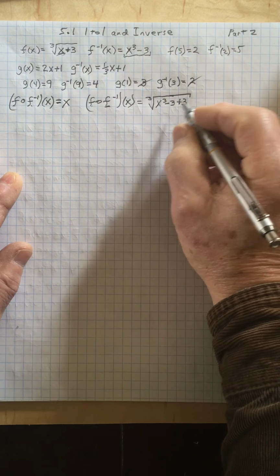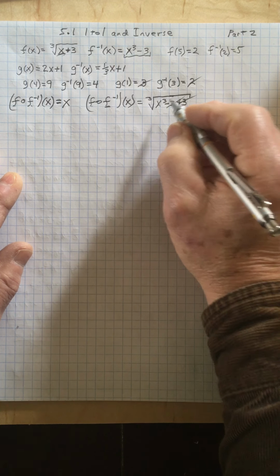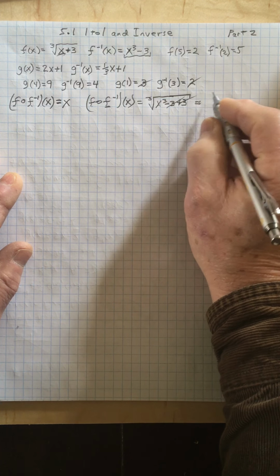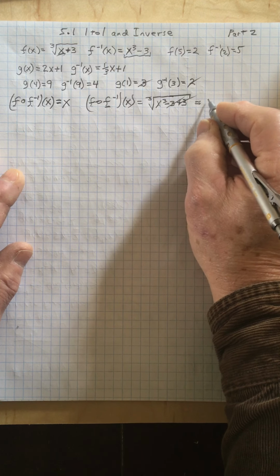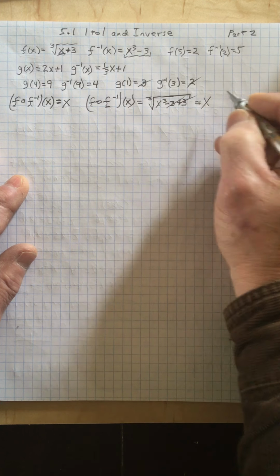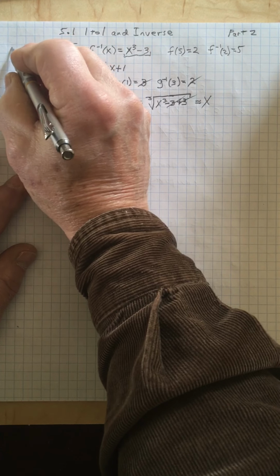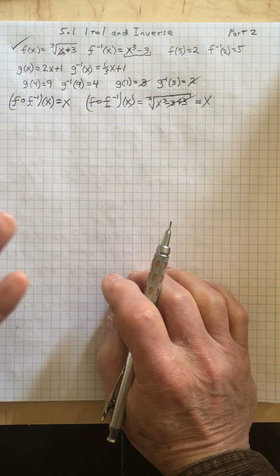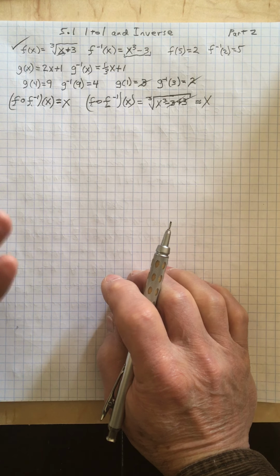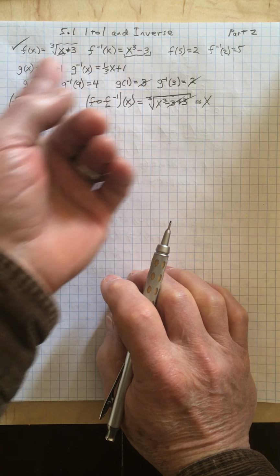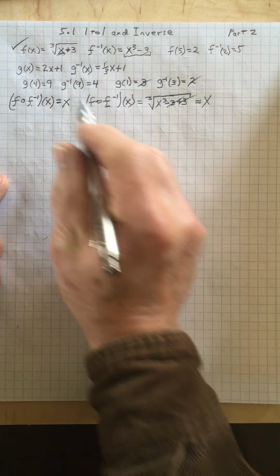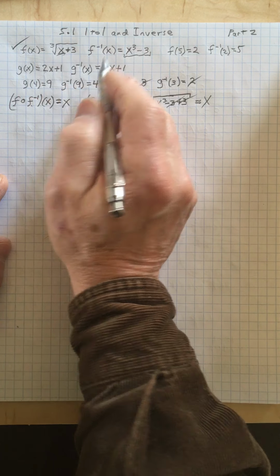Now I simplify it. These 3's cancel, and the cube root of x cubed is just x. So it works for this one. And unless I made a mistake, I knew it was going to work anyways because I used the technique and created that inverse function. But it should fail here, so let's try that.